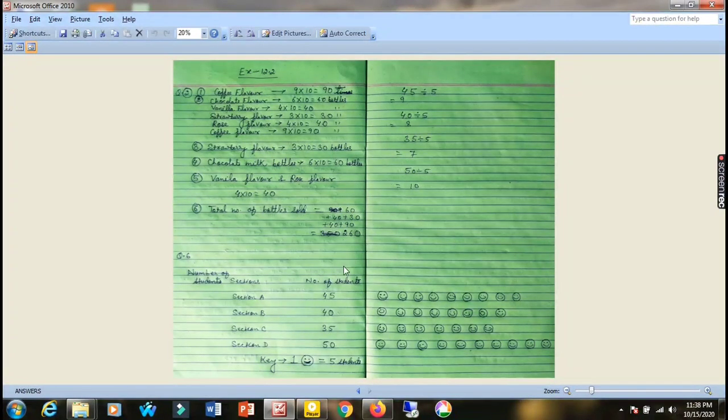Number of students in section C equals 35, and again we divide 35 by 5, we get the answer 7. And in section D, total number of students equals 50, we divide it by 5 and we get the answer 10. That means we have to draw 9, 8, 7 and 10 smileys respectively. So let us continue.